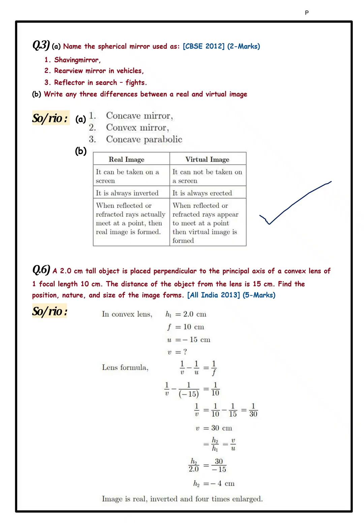Further, we see the question: a 2 centimeter tall object is placed perpendicular to the principal axis of a convex lens of focal length 10 centimeter. The distance of the object from the lens is 15 centimeter. Find the position, nature and size of the image formed. So first thing we have to see which lens it is. It is a convex lens.